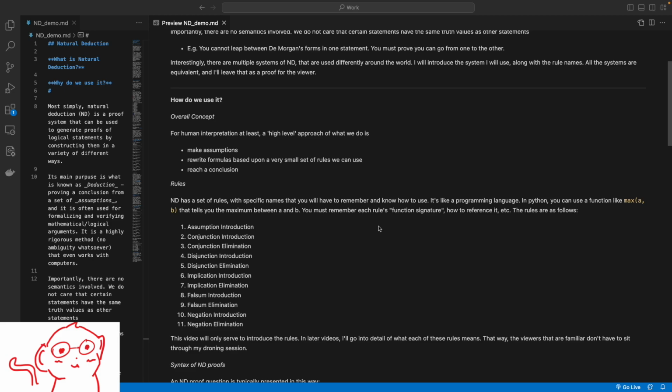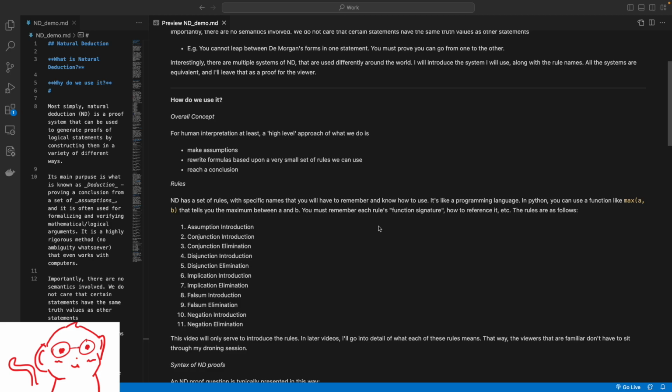First off, let's talk about the overall concept, right? For human interpretation, at least, we have a high-value approach of what we do. First off, we make assumptions. We list them down as assumption 1, assumption 2, etc., and these are the assumptions that were either given to us or that we introduce. And then we do something called formula rewrite. We will rewrite certain formulas based on the assumptions, based on the rules that we have or can introduce. And then, eventually, we will reach what is known as a conclusion. The conclusion is the thing that we want to reach at the end. Once we reach that, we've finished the proof.